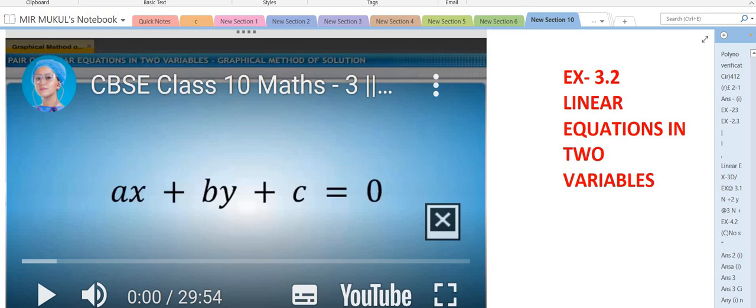So my dear students, today we are going to start exercise 3.2. So we'll learn how we can solve a system of linear equations in graphical methods. So first I'm showing this video to understand properly.